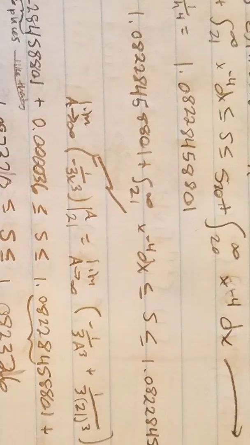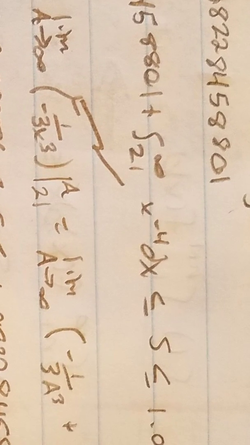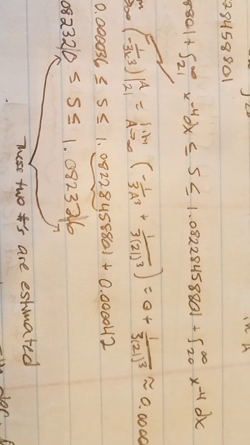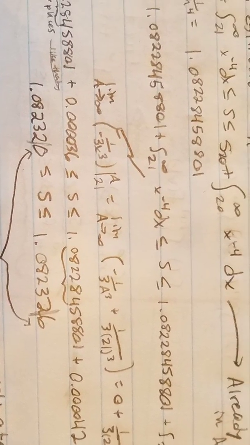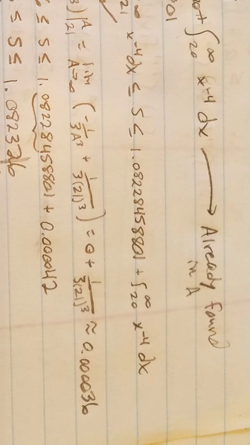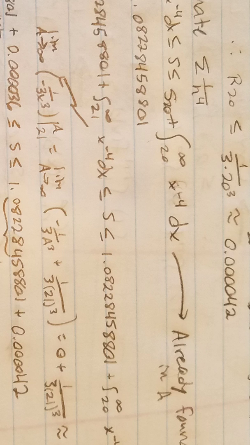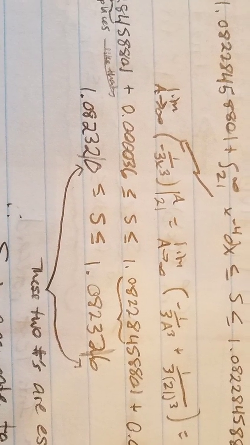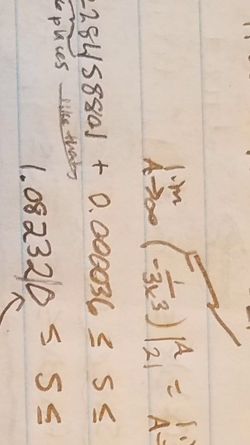Now all you have to do is add it to the integral from 21 to infinity of x to the negative 4 dx on the left-hand side, and add it to the integral from 20 to infinity of x to the negative 4 dx on the right-hand side. It's pretty simple. We have already solved the right-hand side, the integral from 20 to infinity, in part A. It was 0.000042. You need to solve the left-hand side, but you've already taken the integral. It should be pretty easy.